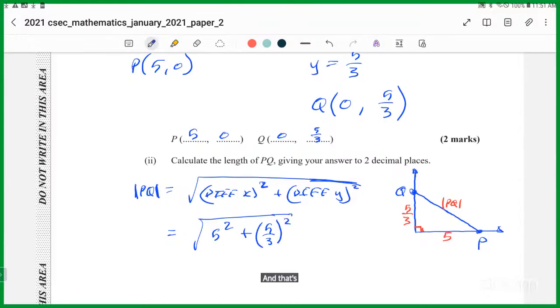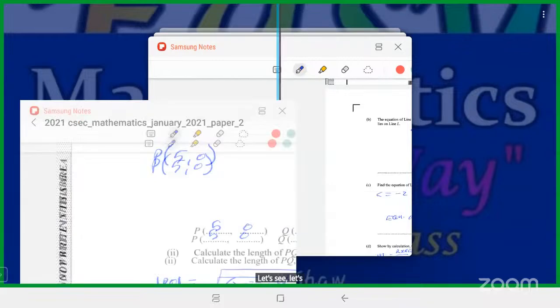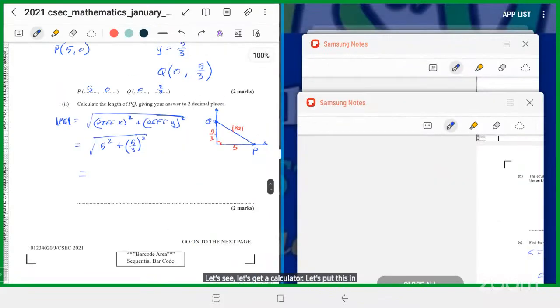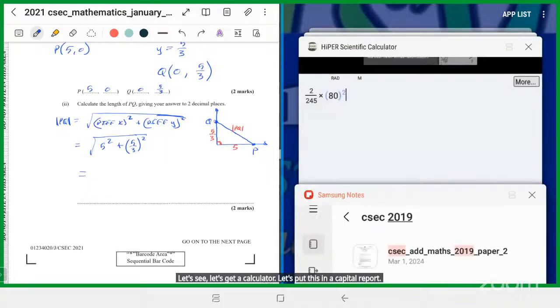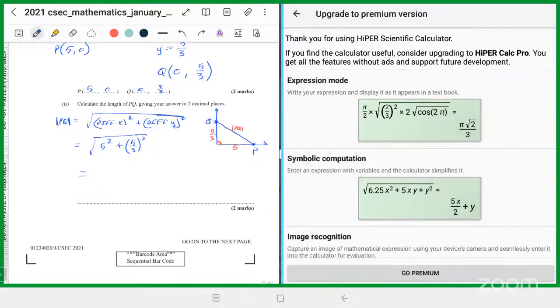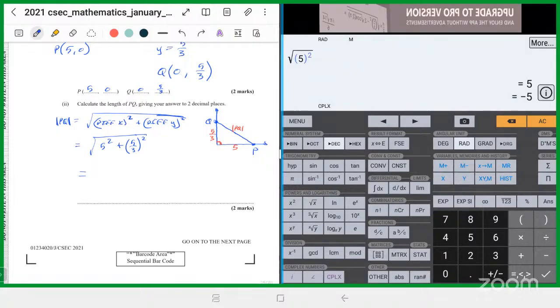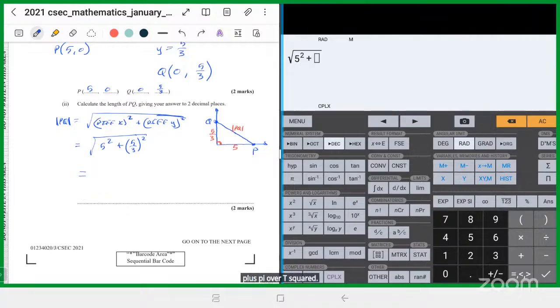And that's what we're working out. And I want the answer to two decimal places. Let me see if I can get the calculator to do this. Let's put this in the calculator and work it out. So this becomes the square root of 5 squared, which is 25, plus (5 over 3) squared, which is 25 over 9. I can just put 25 over 9 now. Well, let's put it as it is.